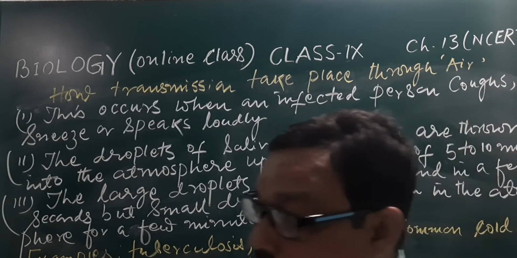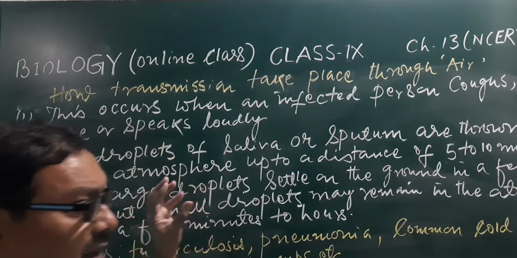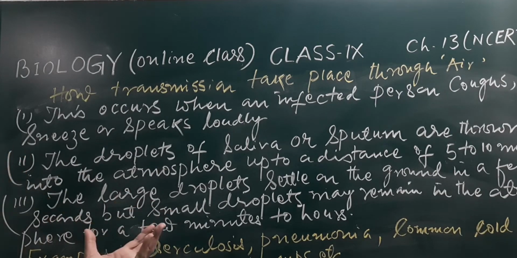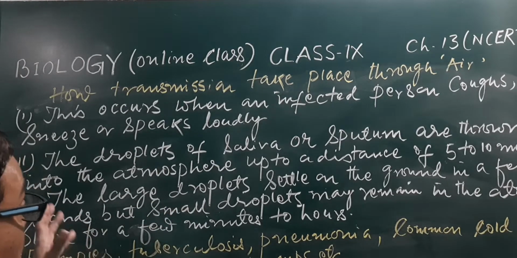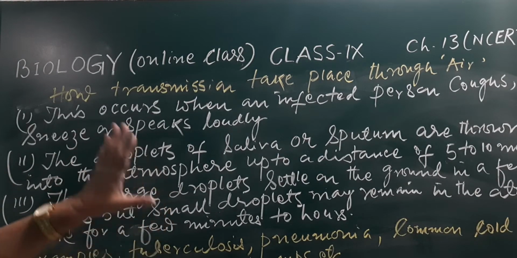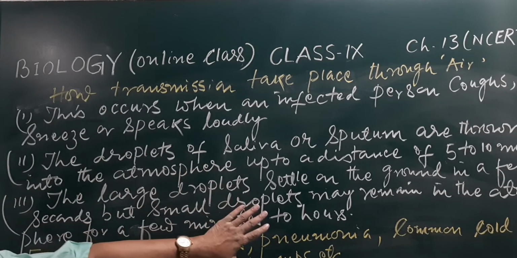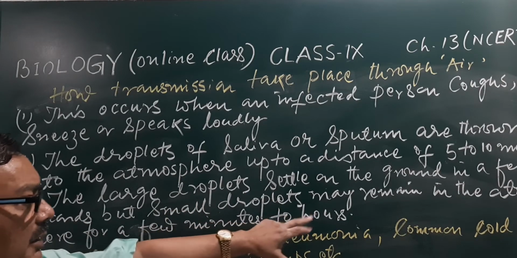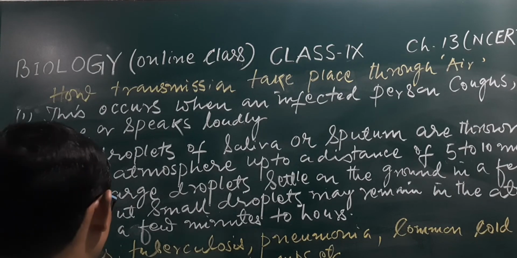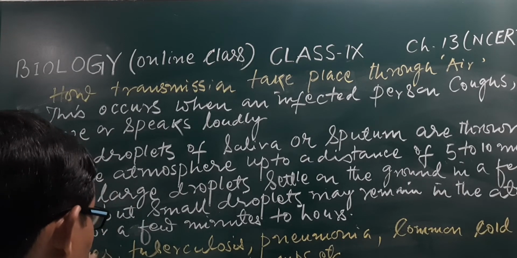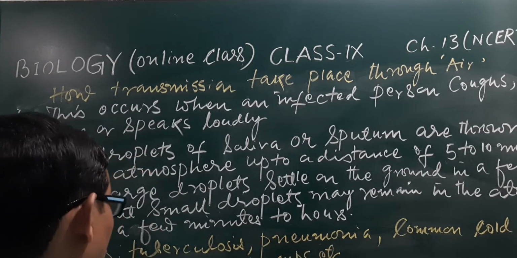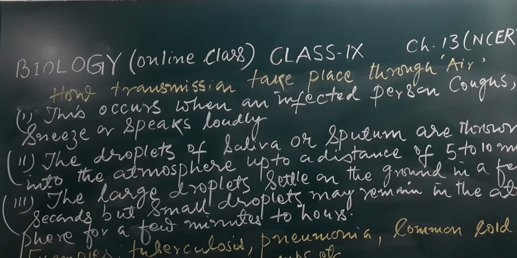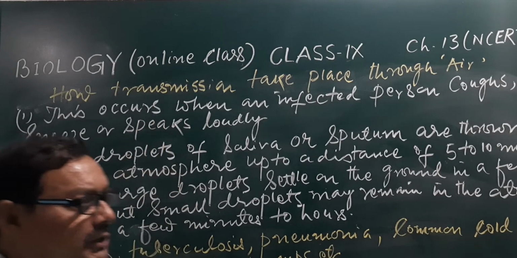Now you may see here that when an infected person coughs, sneezes, or throws saliva or sputum, how that poses a threat to other healthy persons. A few examples are tuberculosis, pneumonia, common cold, influenza, diphtheria, mumps, etc. All these diseases may be spread through the air.